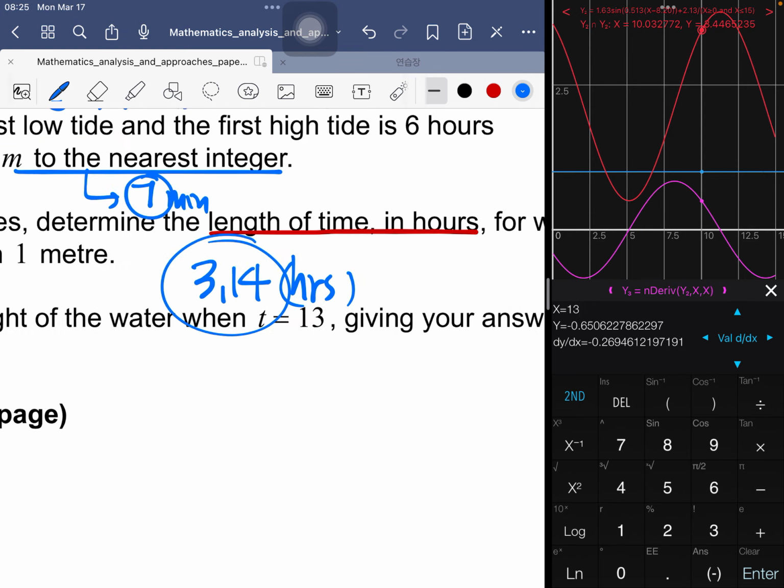So we need to show the three significant figures. Just see on the calculator, in three significant figures, it is minus 0.651 meters per hour, meters hour to the negative 1 power. Okay.